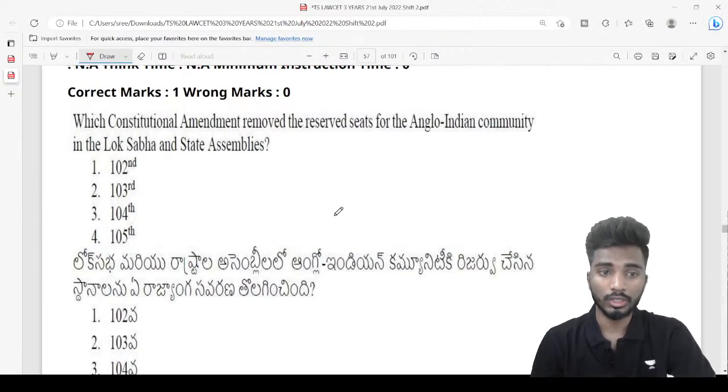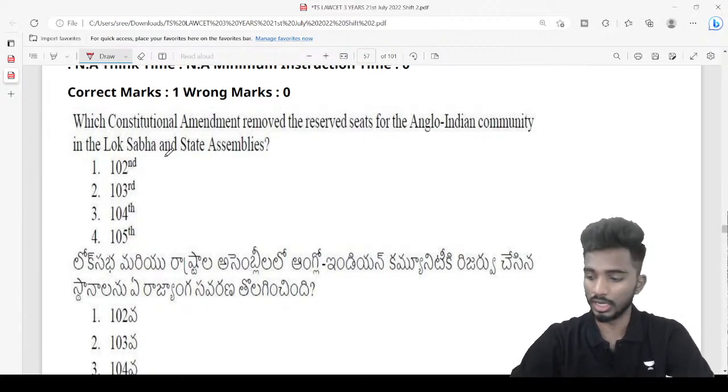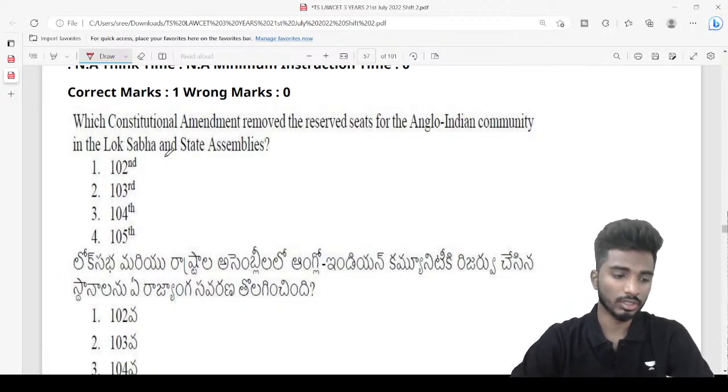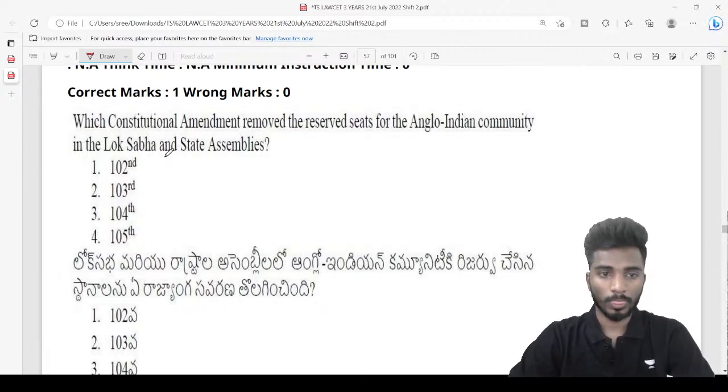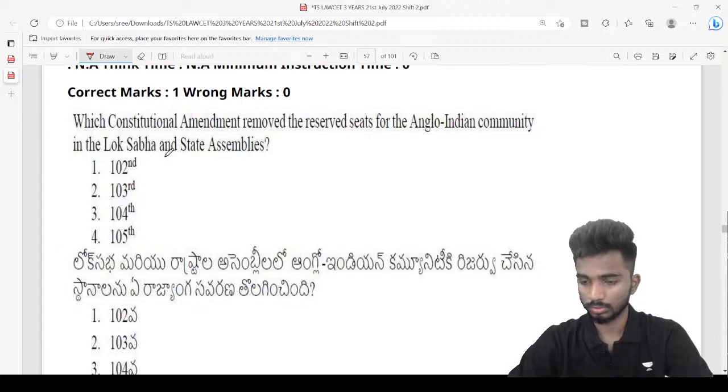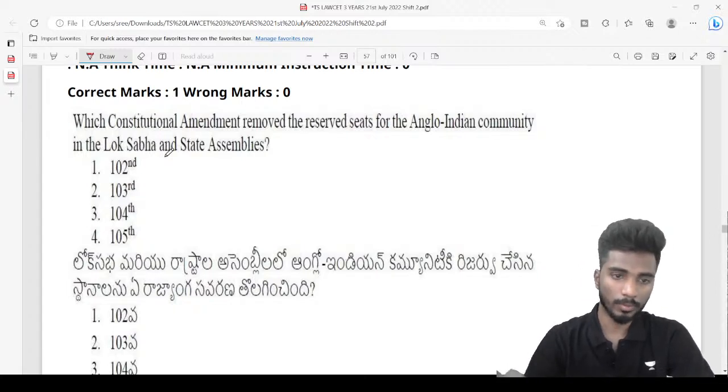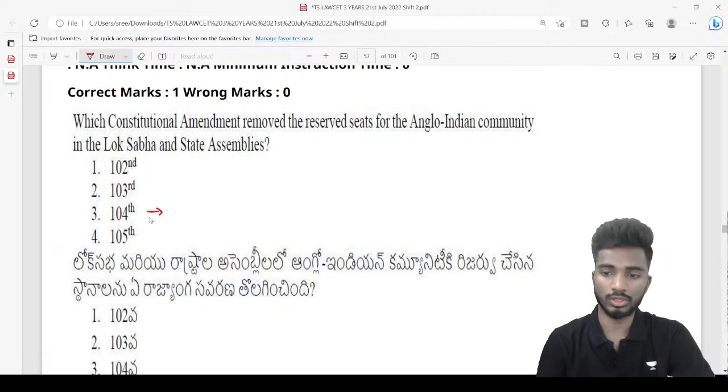A very important question. Which constitutional amendment removed the reserved seats for the Anglo-Indian community in Lok Sabha and state legislative assemblies? The most recent one, I would say. Which constitutional amendment removed the reserved seats for the Anglo-Indian community in Lok Sabha and state legislative assemblies? Very good, Nidhi. So the answer is the 104th Constitutional Amendment Act.